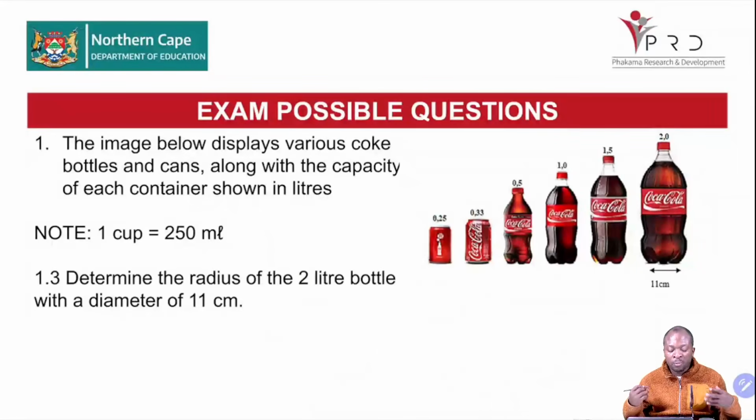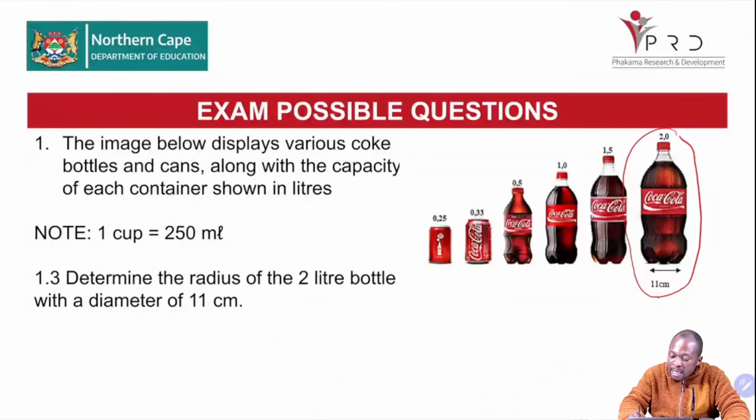1.3. Determine the radius of the 2-liter bottle. This 2-liter bottle, what is the radius? It means that they gave you what you call a diameter. Now the question is, what's radius? How will you explain it to somebody who doesn't know? Good. Radius is the line that moves from the center of the bottle to any part of the circumference. So basically radius is half of a diameter.